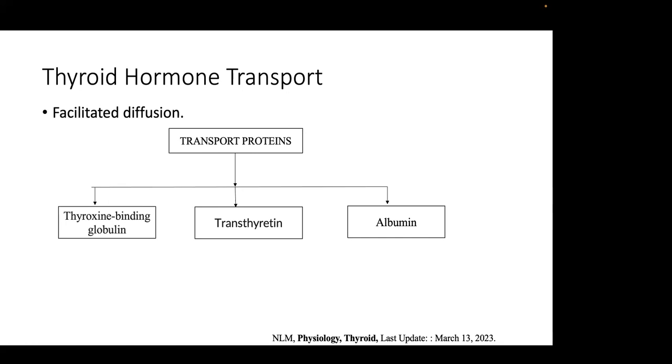The transport of the thyroid hormones: thyroid hormones are lipophilic in nature, but they have a lot of amino acid charged derivatives, because of which they cannot cross the barrier easily. Because of this reason, they will be transported through the process of facilitated diffusion through transport proteins. The proteins present include thyroxine binding globulin, transthyretin, and albumin. Transthyretin is the prealbumin.